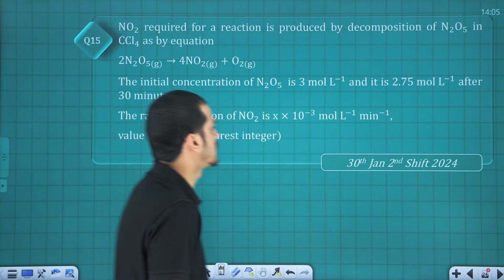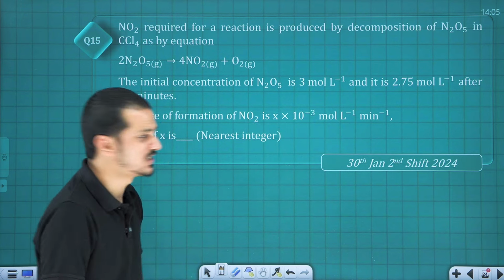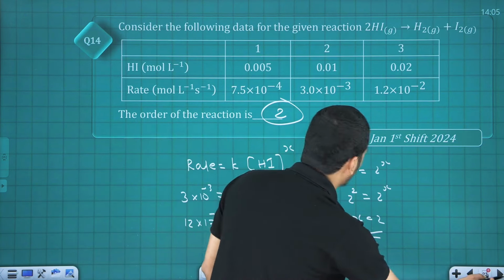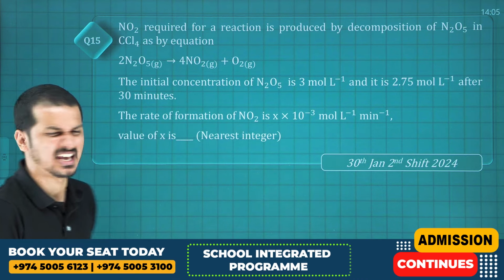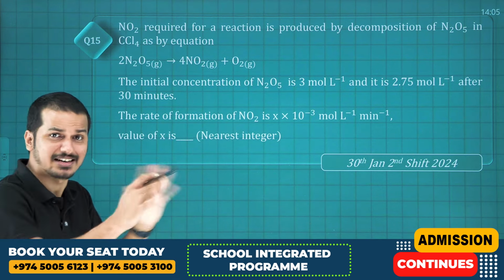And the next question. While you are looking at the next question again, this is from January shift. The previous one also January shift. 27th January shift. This is 30th January shift. Same exam. So here, this is also a rate related question.